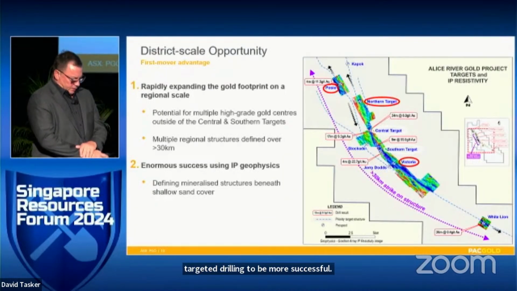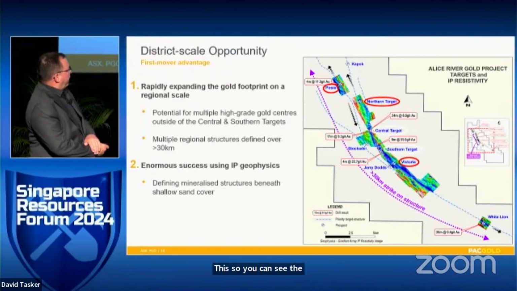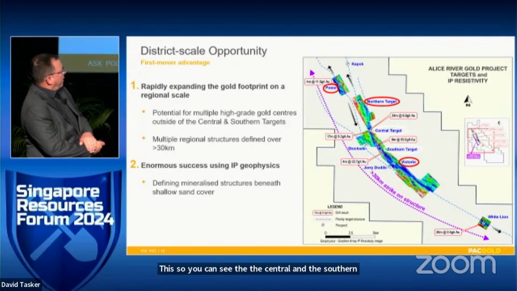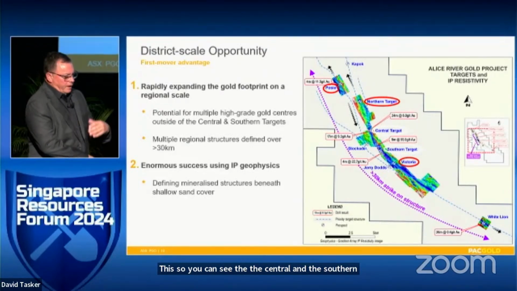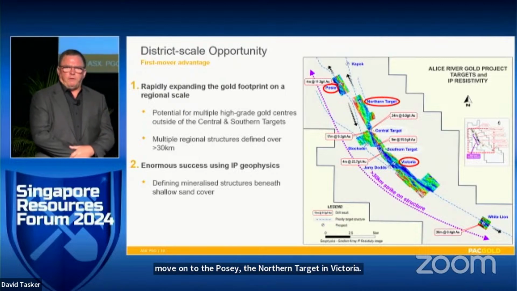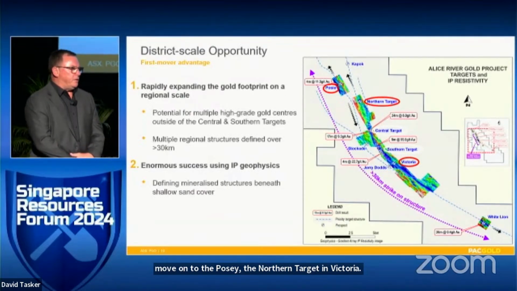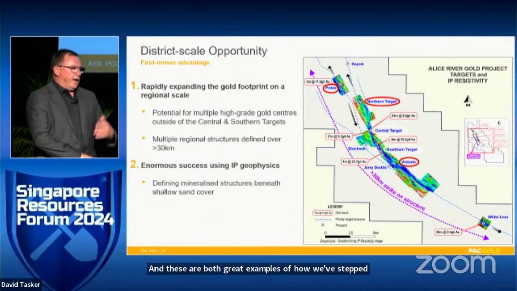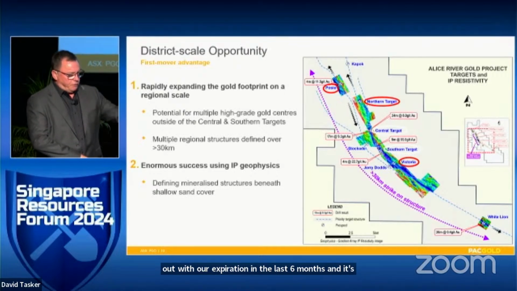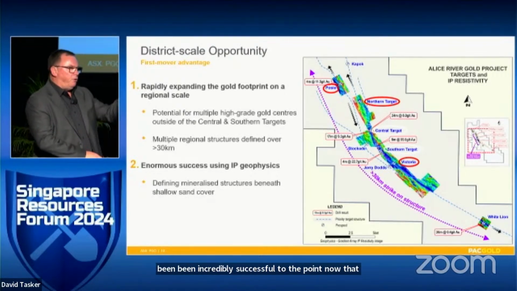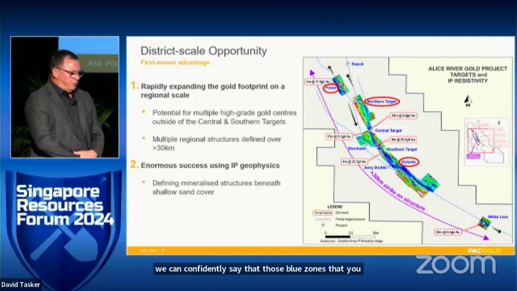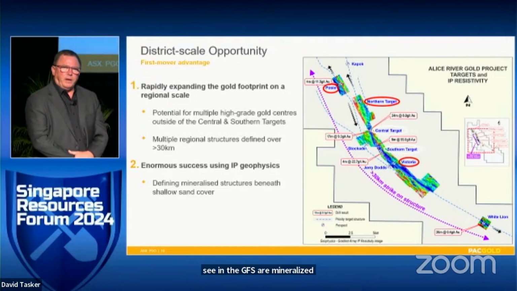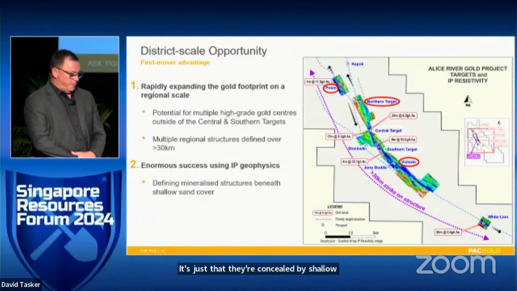So you can see the central and the southern target that we've just been talking about. Now I'll move on to the Posey, the northern target, and Victoria. These are both great examples of how we've stepped out with our exploration in the last 6 months. It's been incredibly successful to the point now that we can confidently say that those blue zones that you see in the geophysics are mineralised. It's just that they're concealed by shallow cover and never been drilled before.